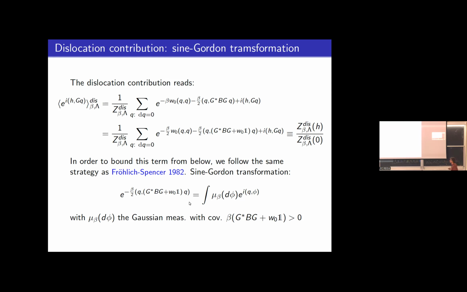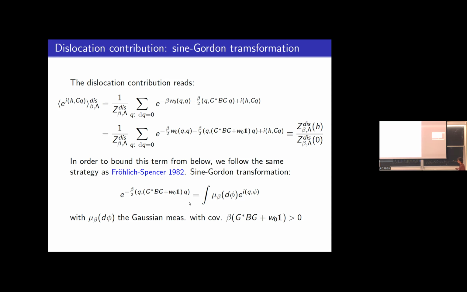Now we use the so-called Sine-Gordon transformation. We write this in a local form as far as Q is concerned, at the cost of introducing an auxiliary Gaussian field. So I write this as the average over a Gaussian field of e to the i q phi. The Gaussian field has covariance equal to beta G star B G plus W. The presence of this W0, which was at the basis of this rewriting, is necessary in order to guarantee that the covariance is strictly positive.